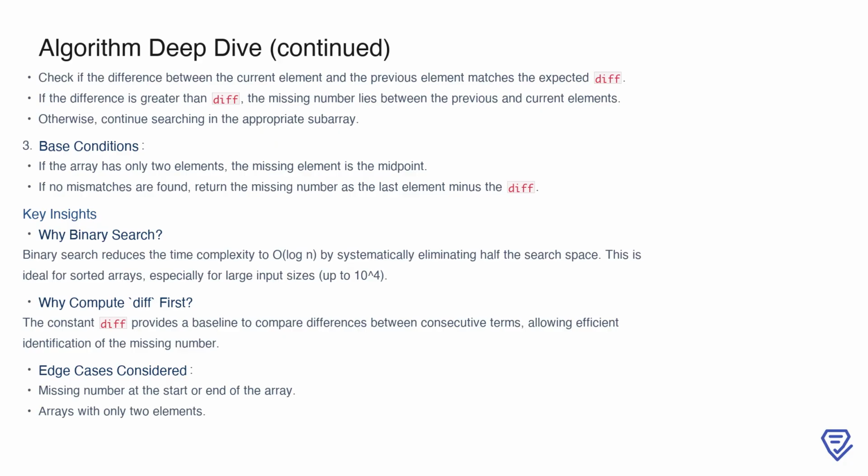If no discrepancies are detected during the binary search, the missing number can be determined as the last element minus the diff. By using binary search, we achieve a time complexity of O(log n), which is far more efficient than a linear scan, particularly for large arrays. Pre-computing the diff is crucial because it provides us with a consistent reference to identify irregularities in the sequence.